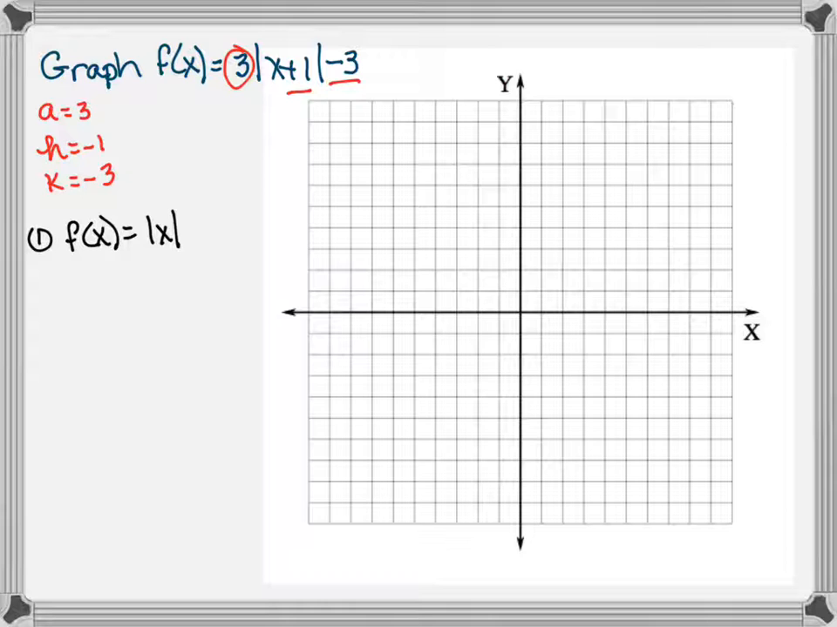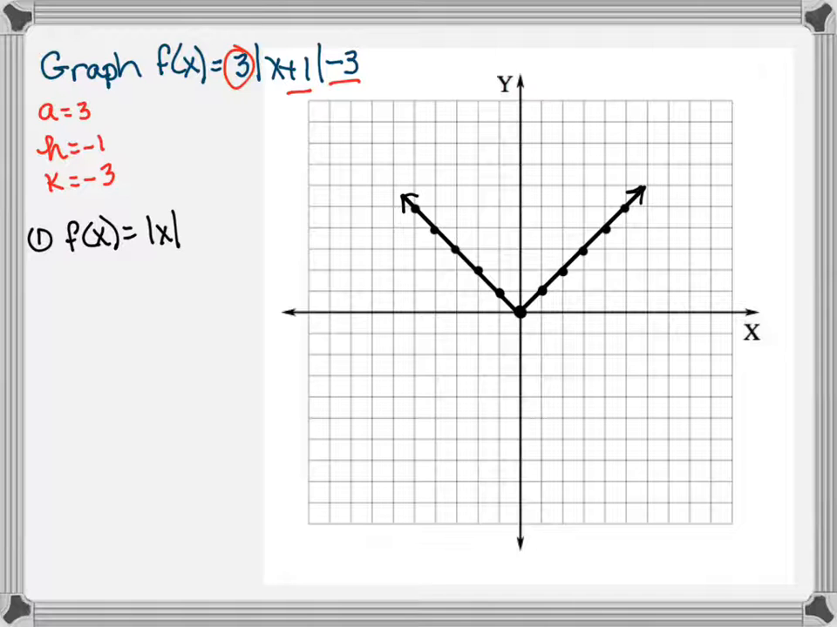We will first start by graphing the parent function, which is f of x equals the absolute value of x. This is one of those parent functions that you should now be familiar with. So we have a point at the origin, 1, 1, 2, 2, 3, 3, 4, 4, 5, 5, negative 1, 1, negative 2, 2, negative 3, 3, negative 4, 4, negative 5, 5. So this is my V-shaped absolute value function.